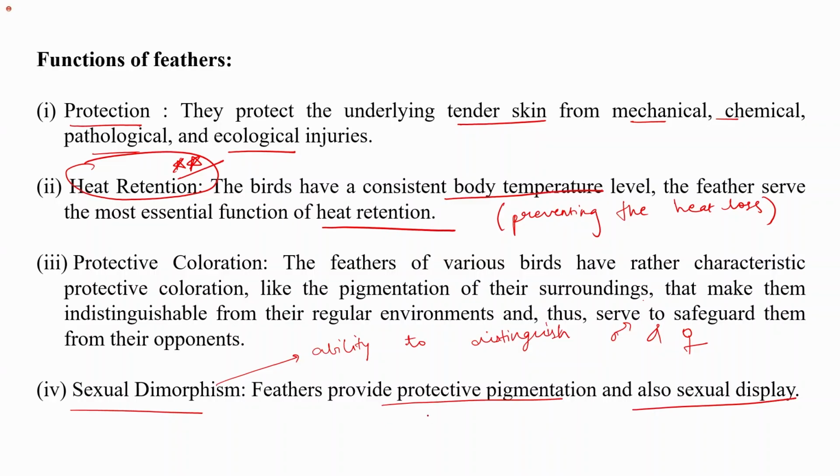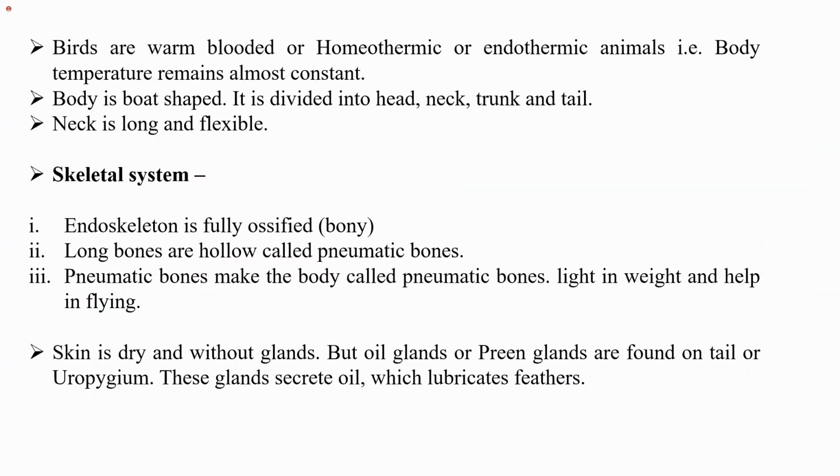For example, we know about the peacock and peahen. Right? So you can see the presence or the absence of those plumes, like the long feathers which are present in the peacock are absent in the peahen, therefore providing sexual dimorphism. So birds are warm-blooded. That is, they are homeothermic. They can maintain their body temperature, which remains almost constant.